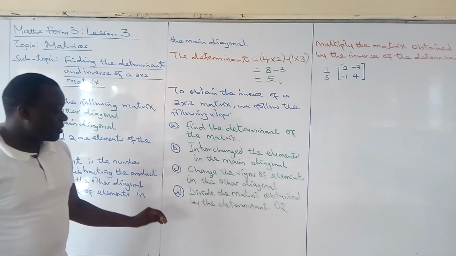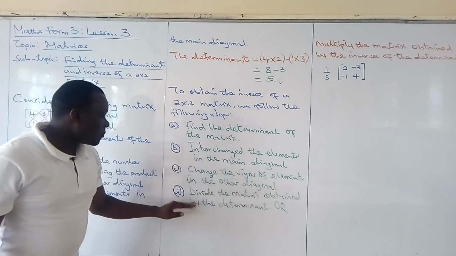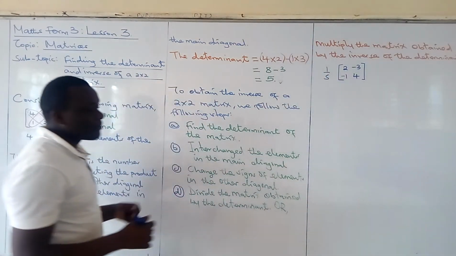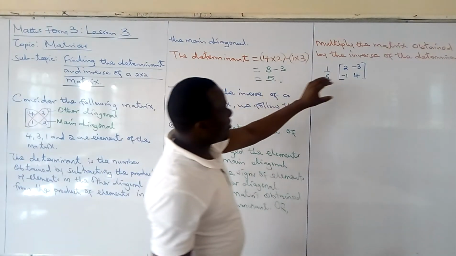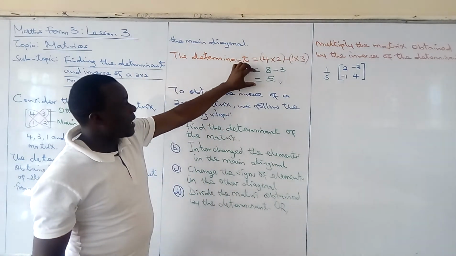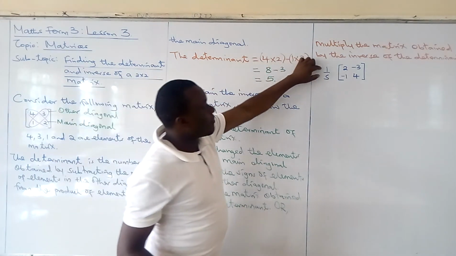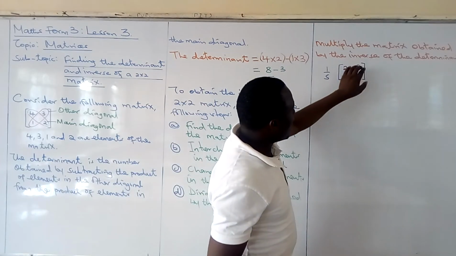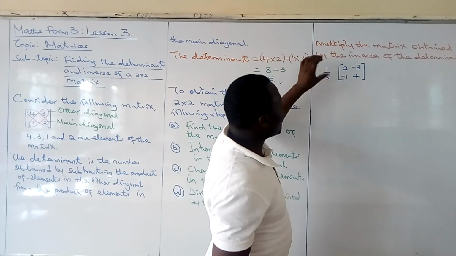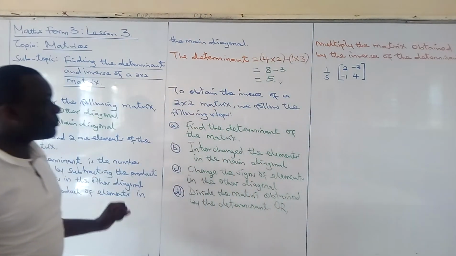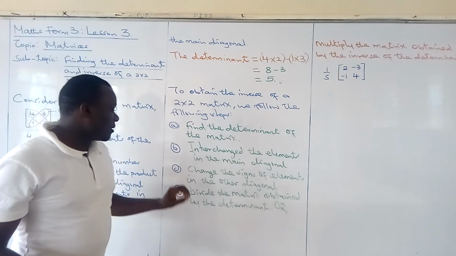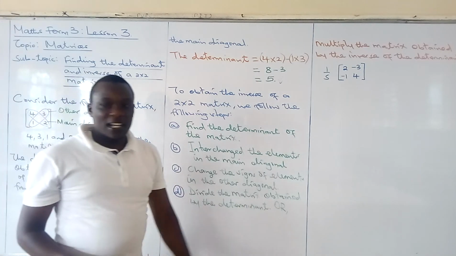Now I'm doing the last bit, which is saying divide the matrix obtained by the determinant, or we multiply the matrix obtained by the inverse of the determinant. I prefer using the inverse of the determinant, which is 1 over 5. Remember, our determinant was 5. Inverse of 5 is 1 over 5. So that's what I have here. Now we multiply this inverse of the determinant by the matrix obtained by interchanging the elements in the main diagonal and changing the signs of elements in the other diagonal.